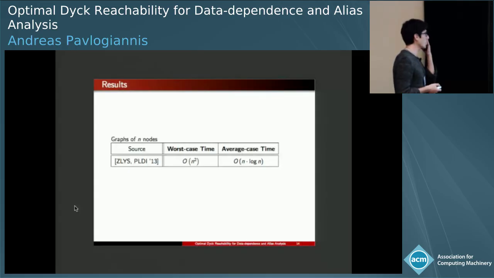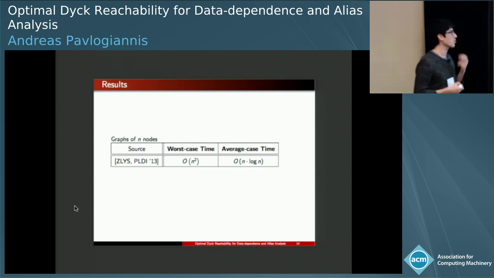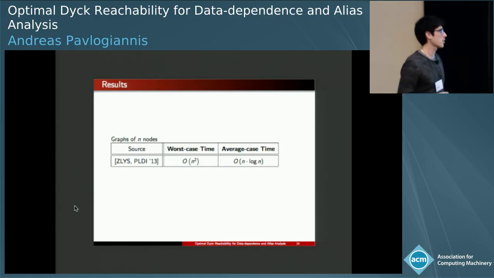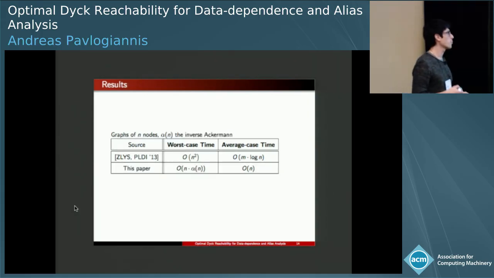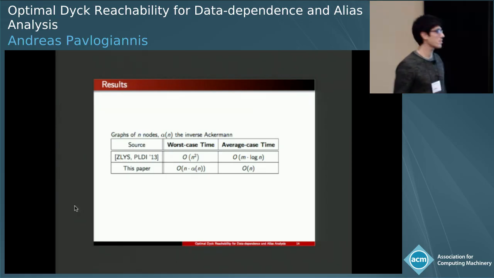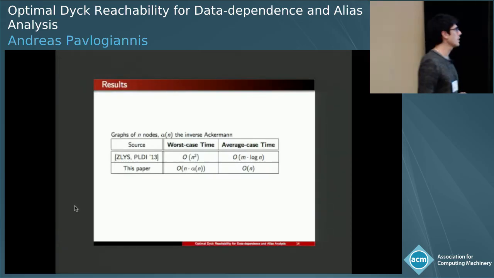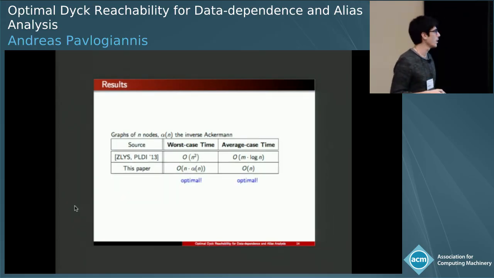Indeed, we can. A paper came out about 5 years ago in PLDI, which nicely shows how you can lower the complexity of Dyck reachability from cubic down to quadratic. And in fact, the average case complexity goes down to n log n. Somehow you have a new algorithm for this problem. In fact, we can take the complexity down to n times alpha n, where alpha n is the inverse Ackermann, so this is practically linear. And for the average case time, we're truly linear. Okay. And moreover, this is optimal. This is the best you can hope for.